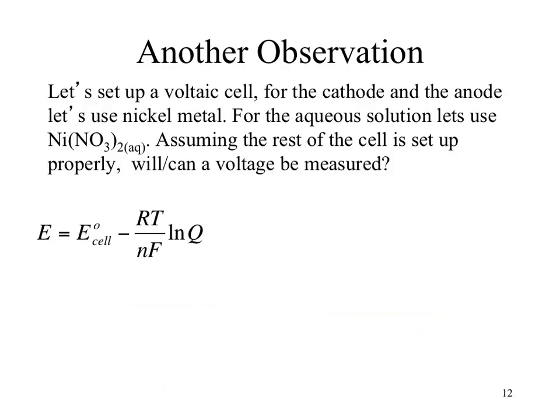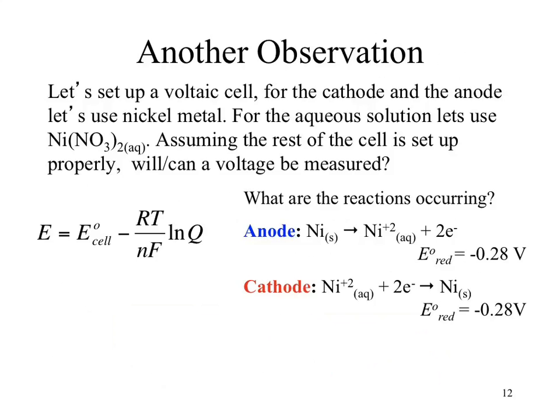One thing we could go through and do first is calculate a cell potential. So we could set up our reactions. At the anode, we're looking at what type of reaction? Oxidation. So we'll take nickel solid, take it to nickel ion to generate 2 electrons. We can look up our reduction potential. It's negative 0.28. If we turn that into an oxidation potential, it becomes positive 0.28.